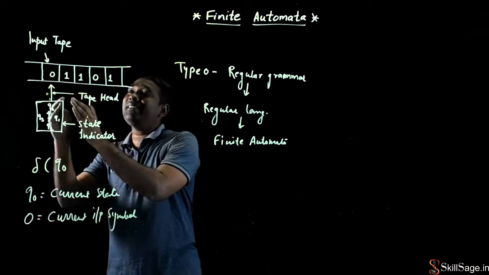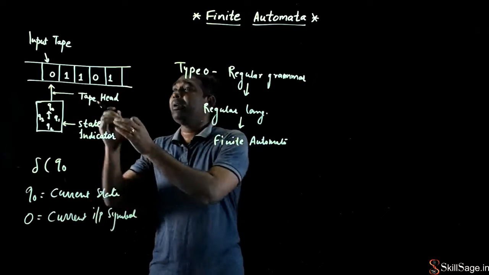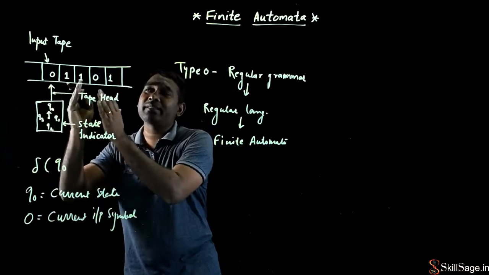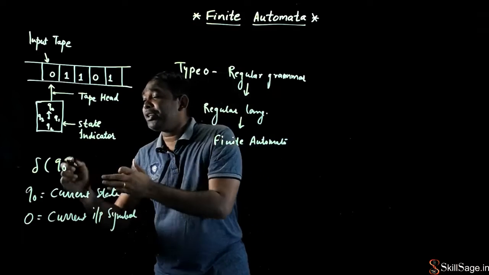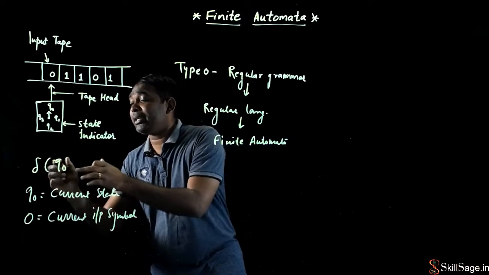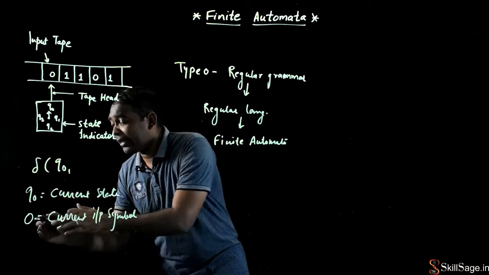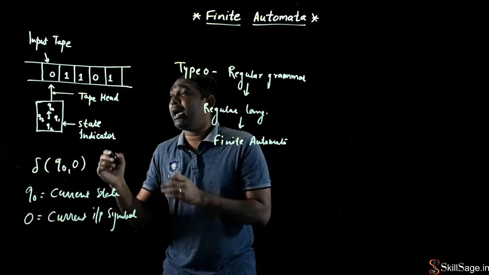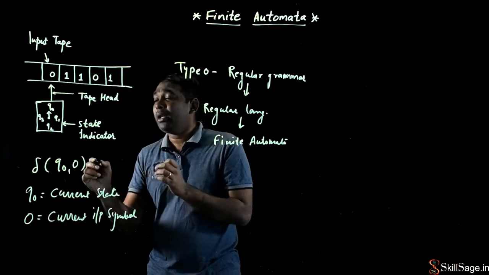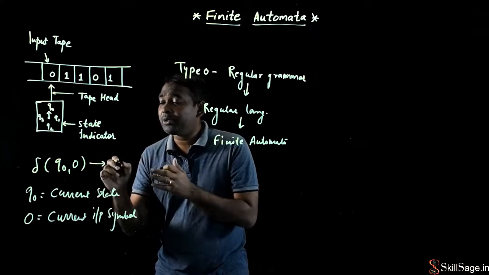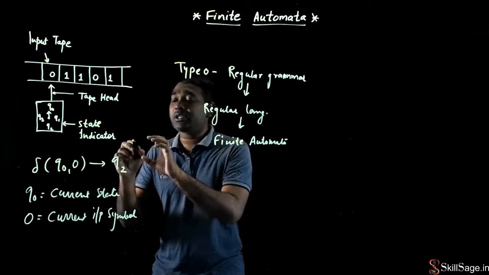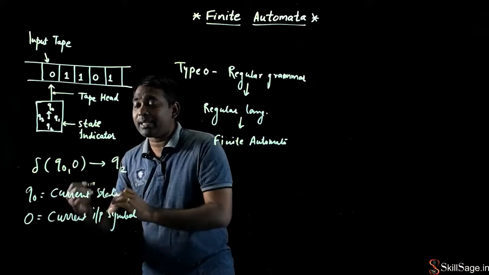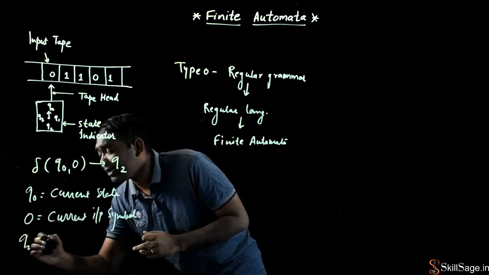After reading this current input symbol, what will happen? My tape head will move towards the right by 1 to read the next character. So the delta function of this finite automata is Q0, the current state, and 0, the current input symbol, and after reading this current input symbol, it will change the state. Suppose, for example, it changes the state from Q0 to Q2. In this example, I'll say that Q2 is the next state.